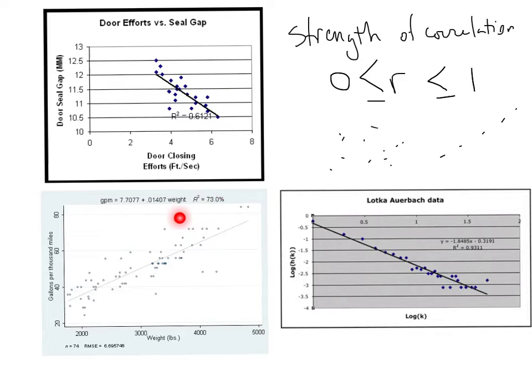And this graph over here on the right, all these points are almost on the line. So this is very tightly grouped. It has strong correlation, 0.9311.